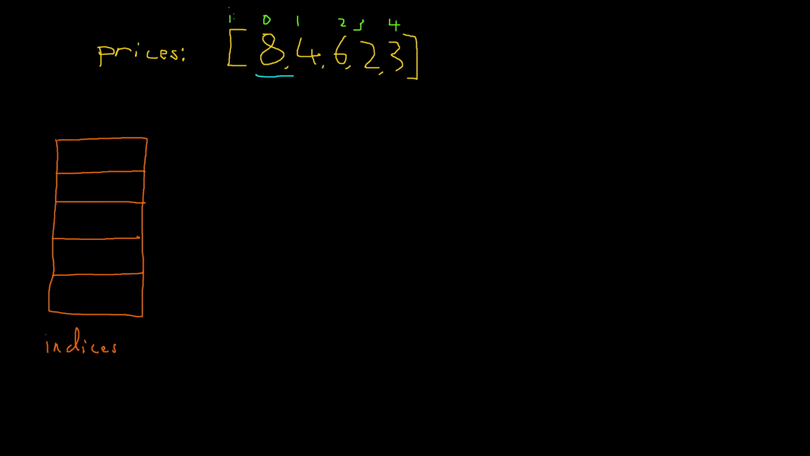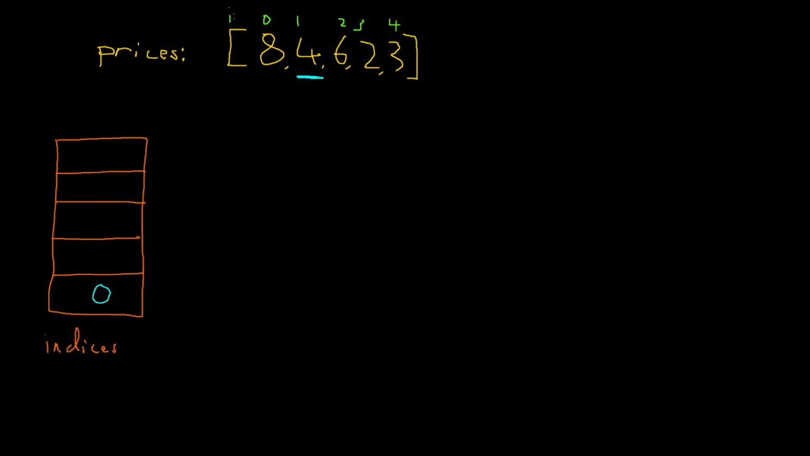As we can see, however, indices is empty, so obviously this 8 cannot be used to discount any previous items. What we do in this case is push the index of this current item onto the indices stack. The current index we're on is 0, so we push on that 0. Now we move on to the next element, which is the element at index 1, where the price is 4. Now we check the indices stack to see if there's any prices we may be able to discount using the current item.